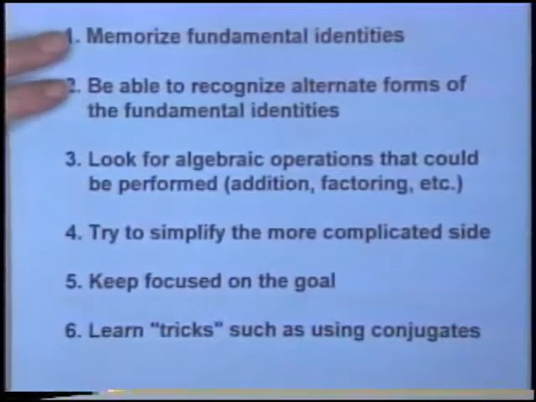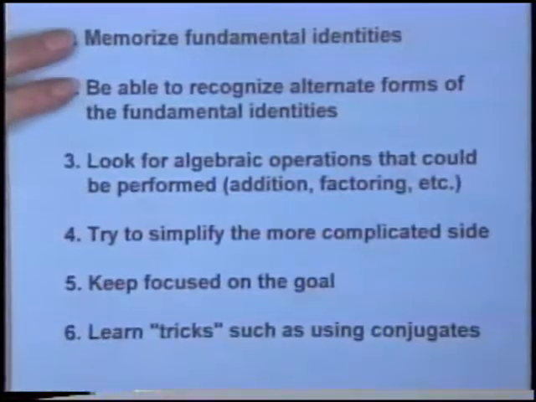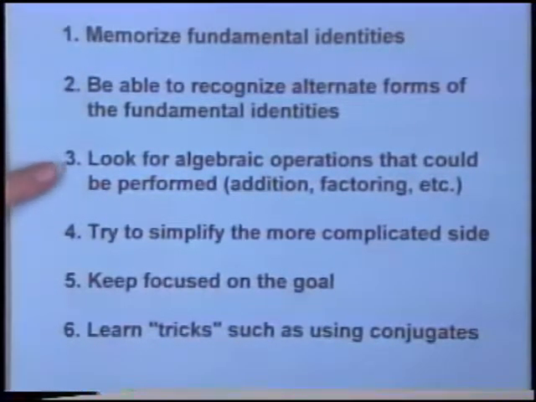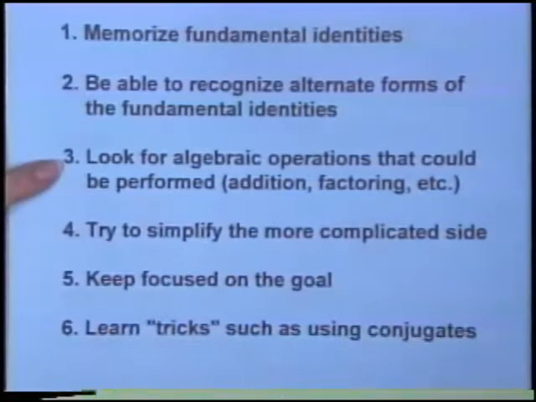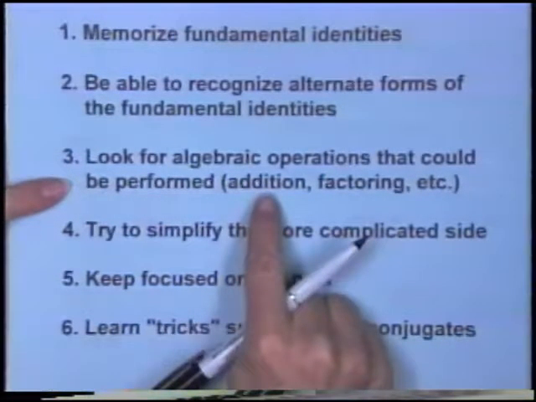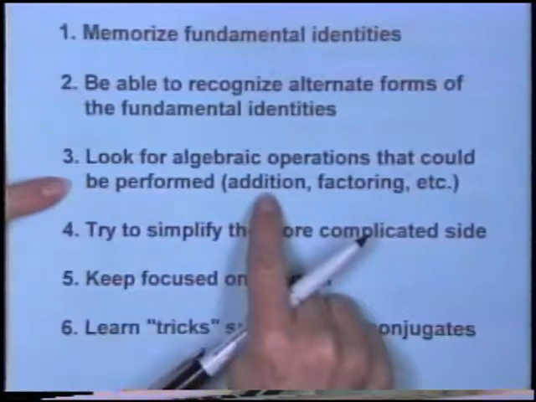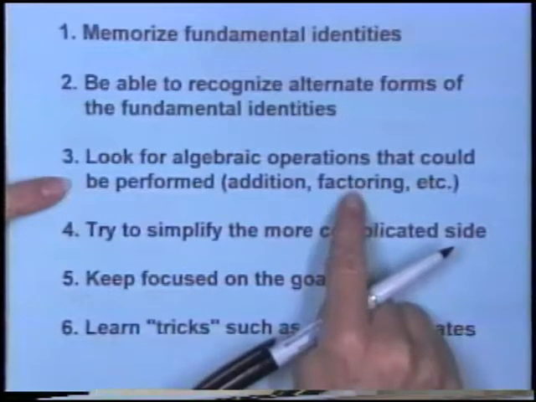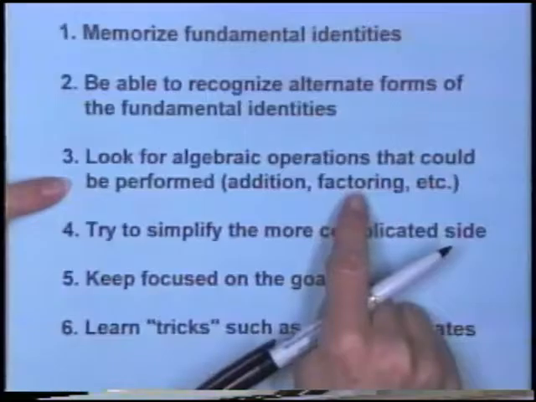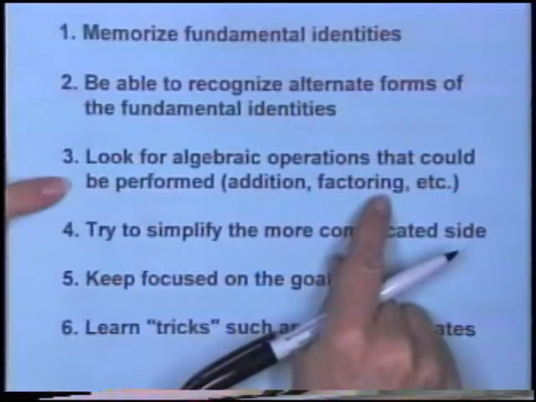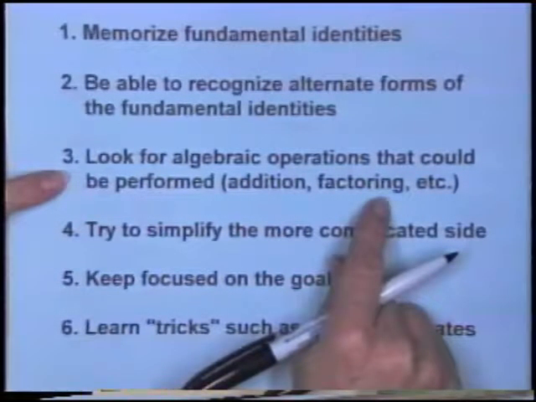Besides having these fundamental identities memorized and able to recognize alternate forms, notice number 3. Look for algebraic operations that could be performed. Now, this may include addition, of course, subtraction also, factoring. You'll find that many times we can accomplish what we need by doing factoring, and there would perhaps be other algebraic operations, multiplying, those sorts of things that we might do to change the way that a problem looks.